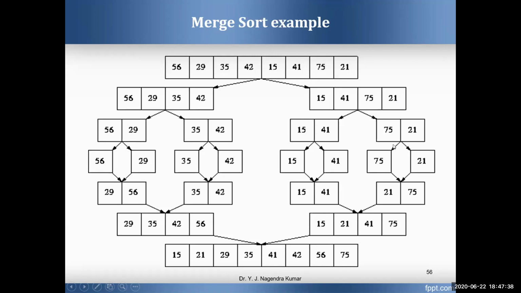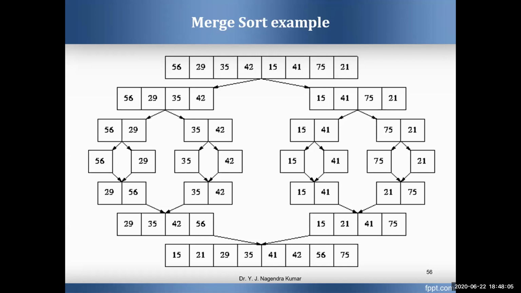Okay. After 3 iterations, we got single elements. That is, in the divide and conquer, the first phase is over. We have already divided the elements into single elements. So if you observe these elements, 56, 29, 35, 42, these are all single records. That is, the first phase of the merge sort technique is over.